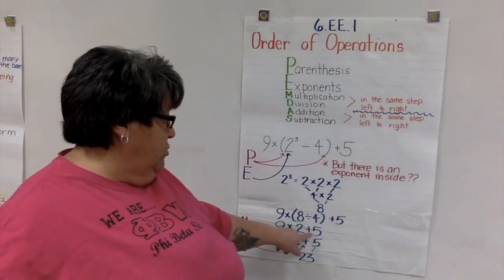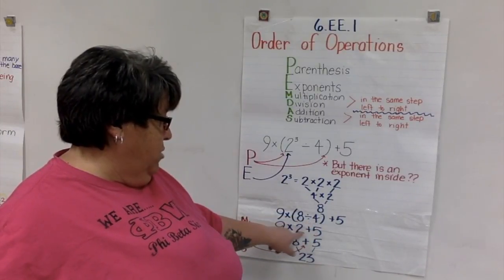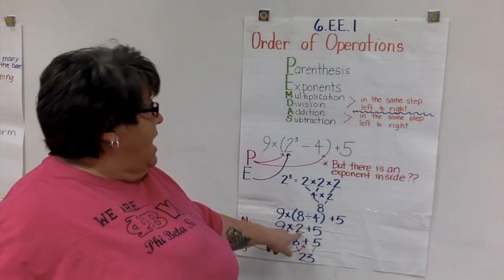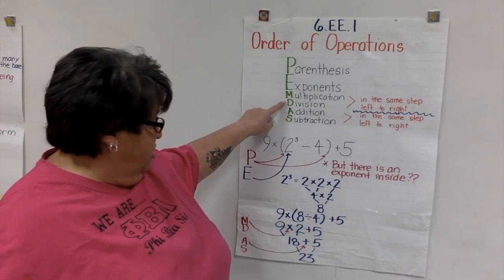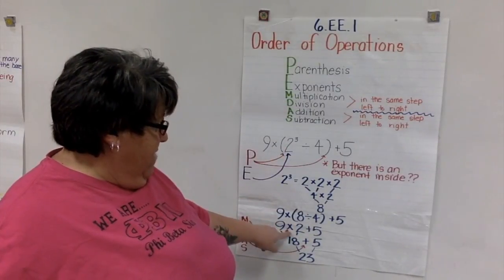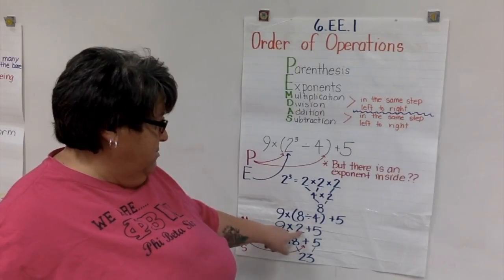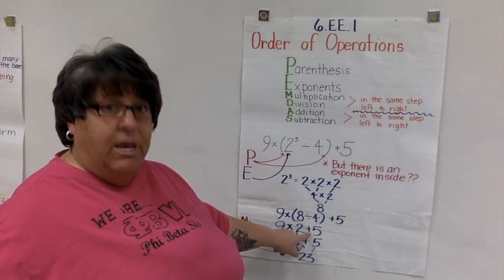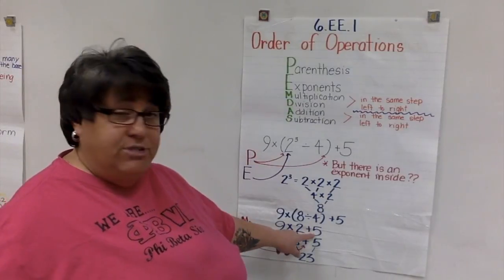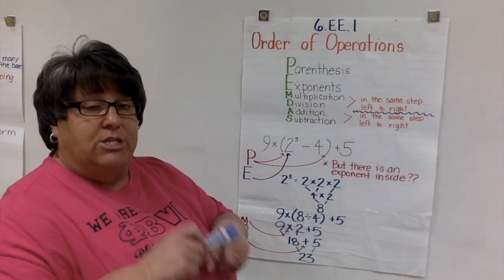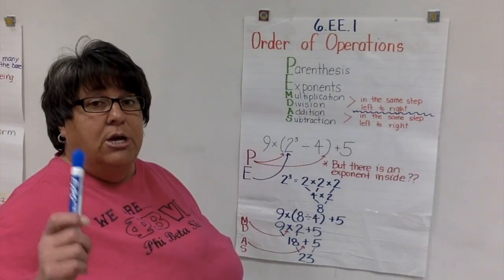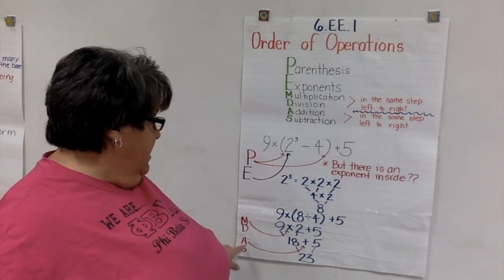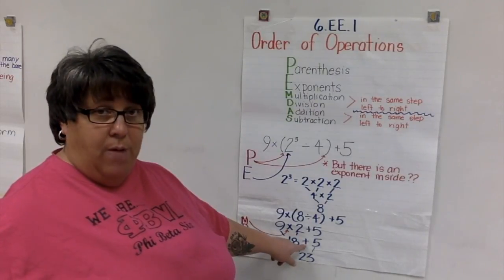9 times 2 plus 5. 8 divided by 4 is 2. Next step, multiplication and division, okay? Here we have a multiplication problem. 9 times 2 is 18. We have to do that before the addition problem. I know you normally would going left to right, but even if they were switched, you have to do multiplication before you do addition. And last but not least, the addition problem.